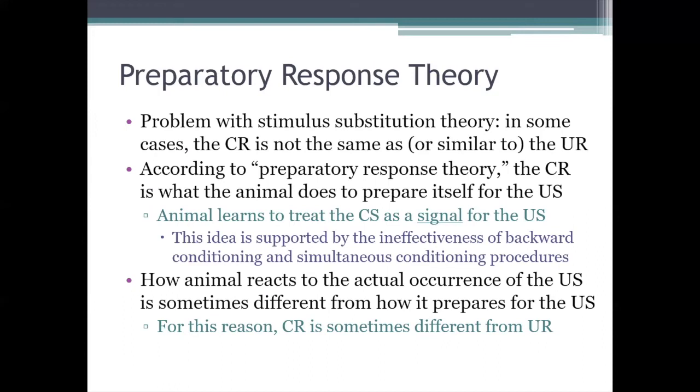So again, according to preparatory response theory, all conditioned responses are preparatory responses. And sometimes the way you'd prepare for the US is the same as or similar to how you'd react to the actual occurrence of the US. And so that's why the conditioned response and the unconditioned response are sometimes similar. But again, preparatory response theory can also explain cases where the CR and the UR are different from each other, which is definitely an advantage that it has over stimulus substitution theory.